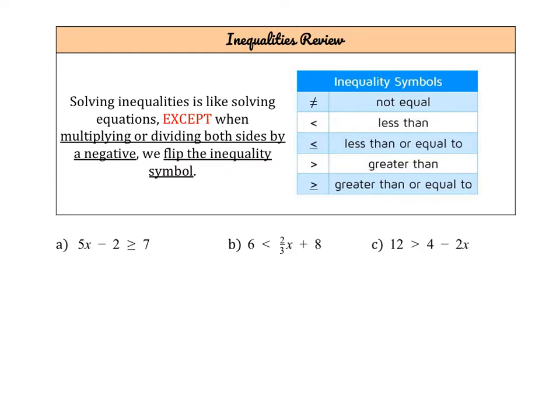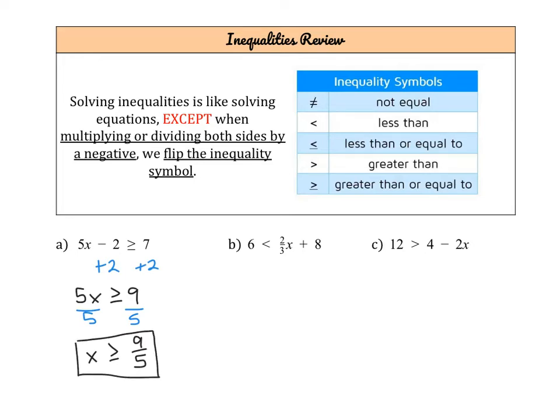Okay, so let's try a couple here together just as a quick review. Again, if we're solving for x, we treat it just like an equation. We would add 2 to both sides. 5x is greater than or equal to 9. Then we simply divide by 5. Here we're dividing by a positive number, so we don't need to worry about our inequality sign. So our answer is x is greater than or equal to 9 over 5.